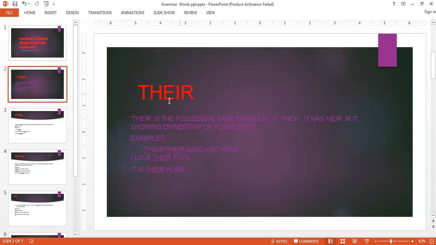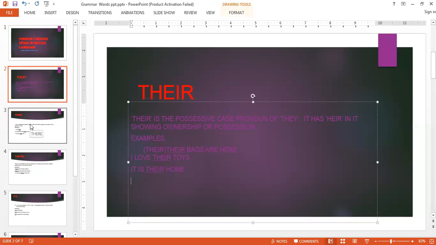Just remember, let me give you a very quick clue to remembering that for possession. Look at this word carefully. We see something there. It's a word, and it is heir. An heir to a throne is somebody who takes over the possession of a kingdom. So the successor will take up that position. And so there's heir in the word their for possession. So anytime you want to say people have something, they own something, remember heir. So let's look at the examples. Their bags are here. I love their toys. It is their home.